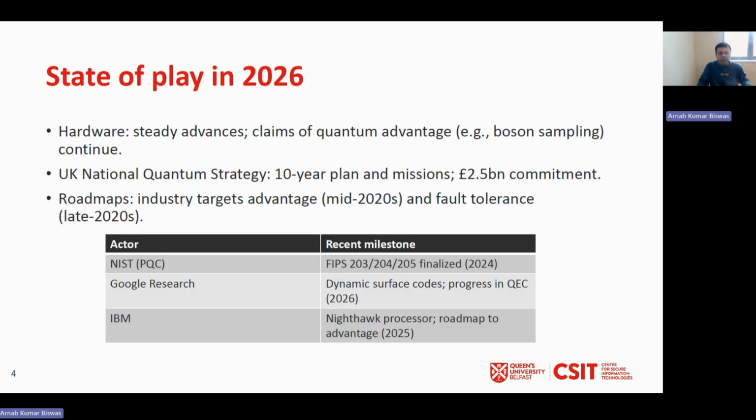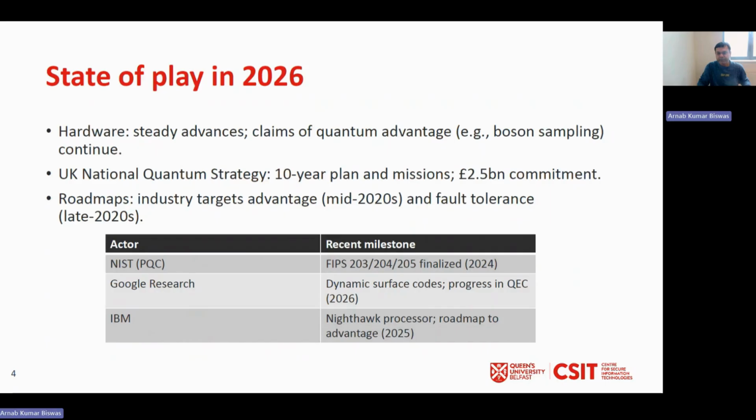Now the roadmap. From the industry point of view, there are also reports from different companies that they're targeting quantum advantage, the specific term, meaning that from a real application or any specific application point of view, there is an advantage. That's the target. This year, Google Research showed quantum error correction.